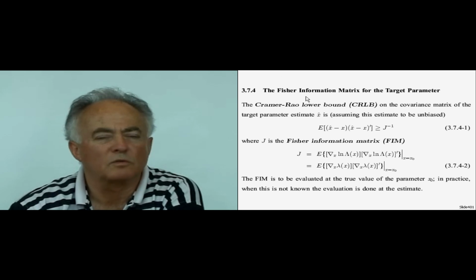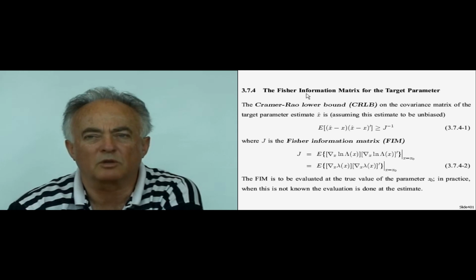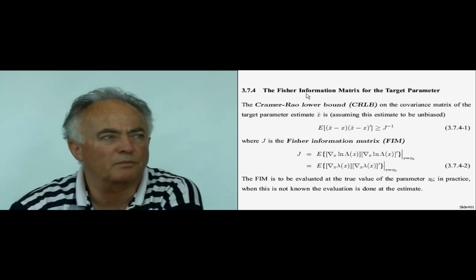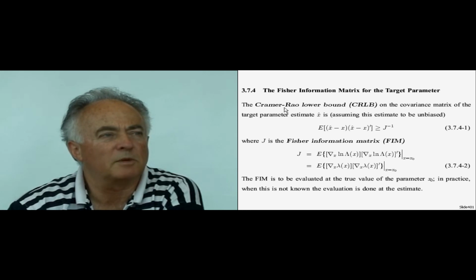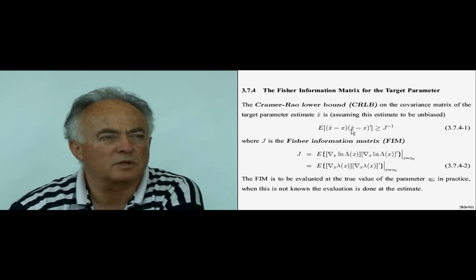Okay, once we know what has to be maximized, we would like to get an idea about the quality of the result. Namely, we maximize the likelihood function, we get an estimate, how good is it? And we have the Cramer-Rao lower bound result on the covariance matrix of a parameter estimate x hat, assuming it to be unbiased, that the expected value of x hat minus x times x hat minus x transpose is greater or equal to the inverse of J, which is the Fisher information matrix.